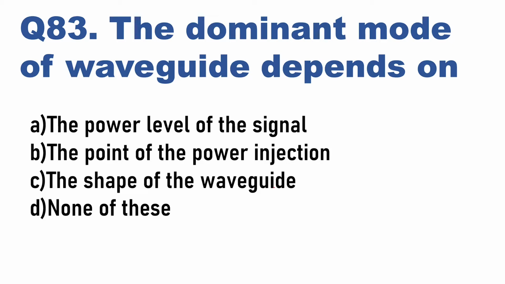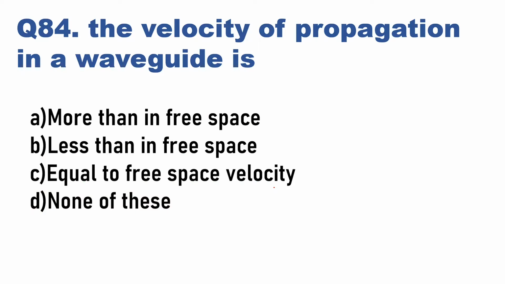Now the physical dimensions of a waveguide determine the cutoff frequency for each mode. If the frequency of the signal is above the cutoff frequency, then the electromagnetic signal can be transmitted with minimum attenuation. So as a whole, the physical dimensions means the shape of the waveguide. So here, the dominant mode of waveguide depends on the shape of the waveguide. So option C will be the right answer here. So here you can see option C, that is the shape of the waveguide, is the right answer. Then we'll go to the next question, 84.